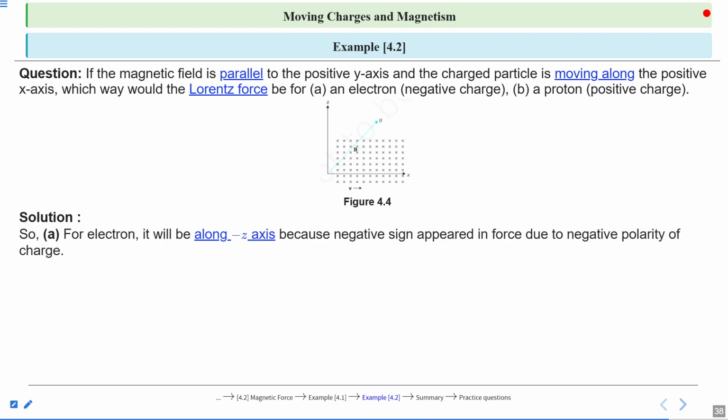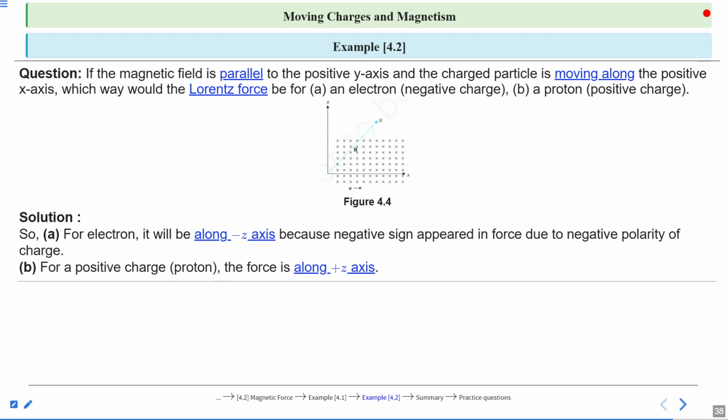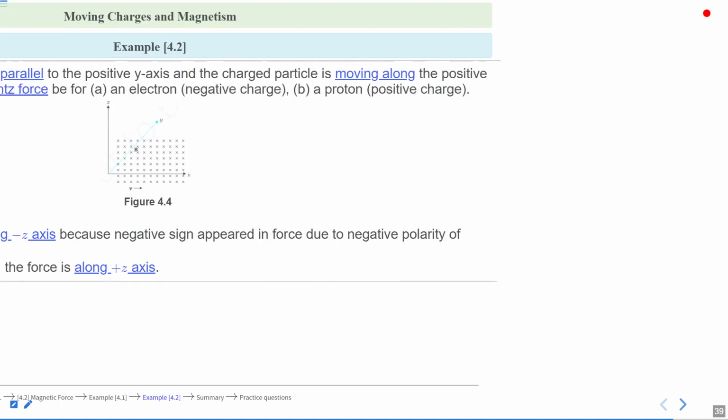So let's see the solution. For electron, it will be along minus z-axis, because negative sign appears in the force due to negative polarity of the charge. And for positive charge, force is along positive z-axis. For electron, direction of force will be reversed, that is in the negative z direction.